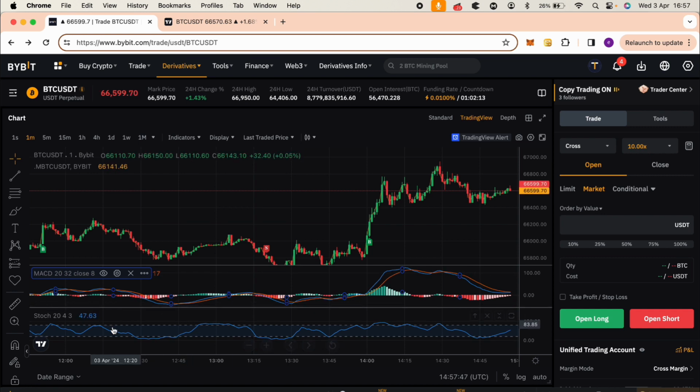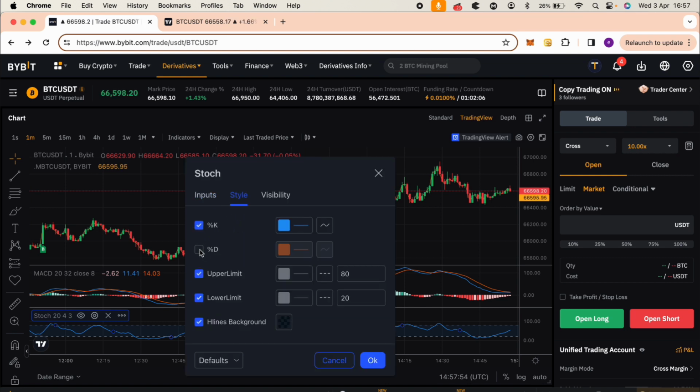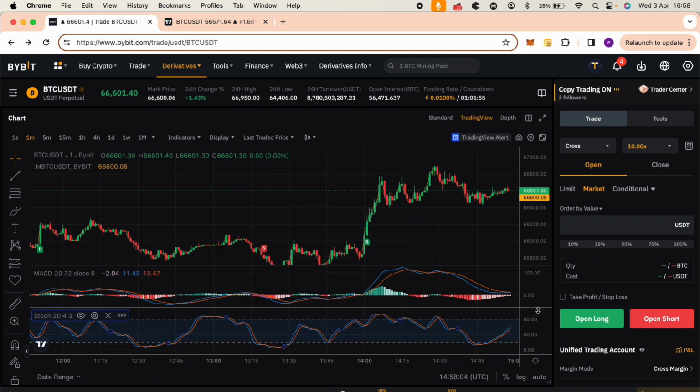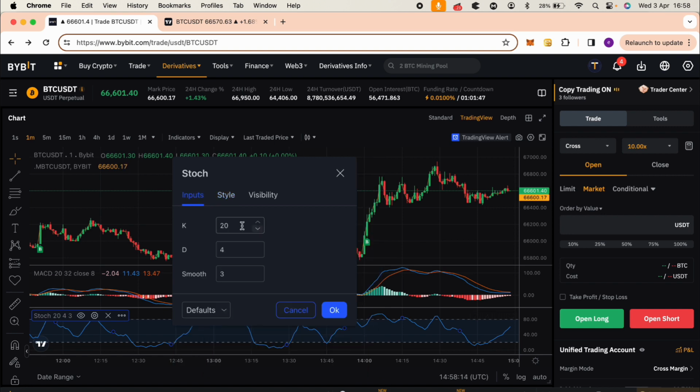Then we go to stochastic and we click on style. Sometimes you will see this orange line that we have to remove. I selected it because I want to show you how you will see the graphic at the beginning when you install it. You will then go to settings, remove the D, so you will see only one line. Okay, this is the first thing that you have to do. And then the 20 line, we will leave it like this, 4, okay, and 3.